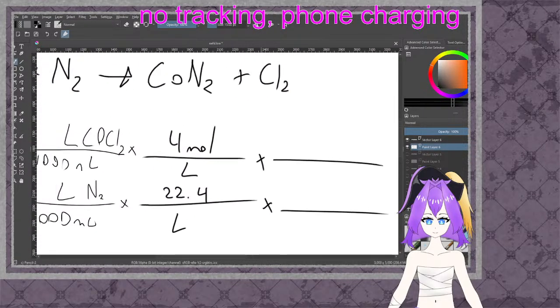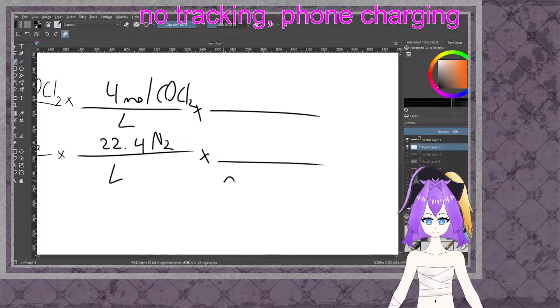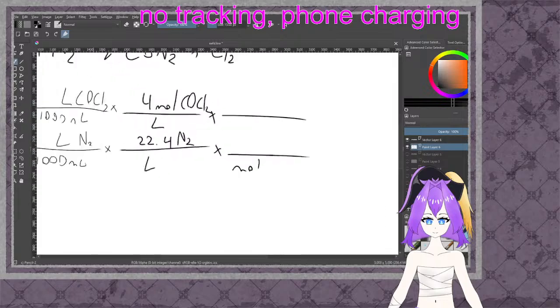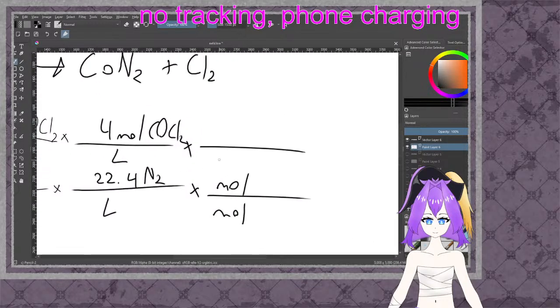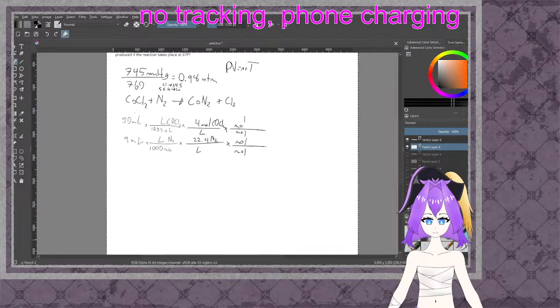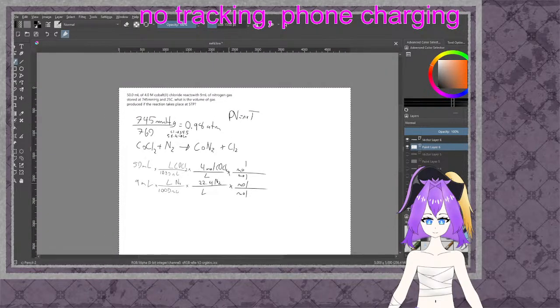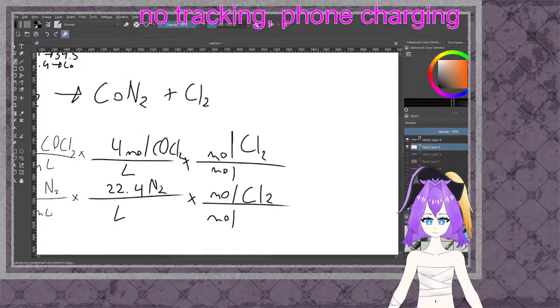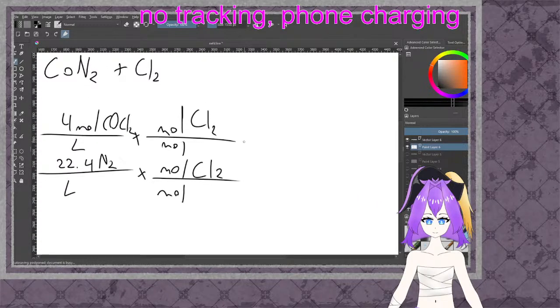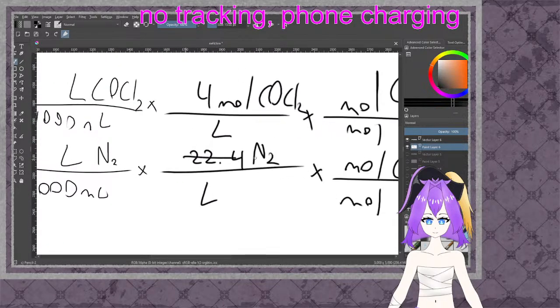Wait, I gotta convert. So COCl2, N2, moles of N2. It's all 1-to-1. So I don't care. We're converting this into, what is the volume of gas produced? Okay, so we're converting to the Cl2 because it's the only gas. Wait, we need to do this at the very end, so this is not it.